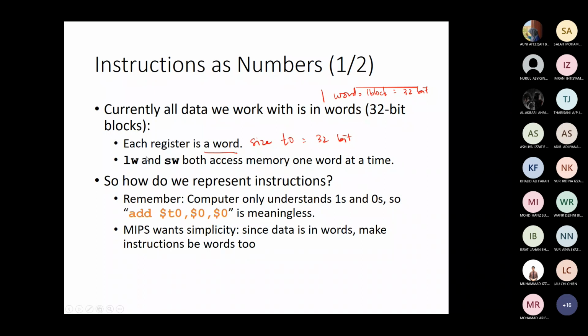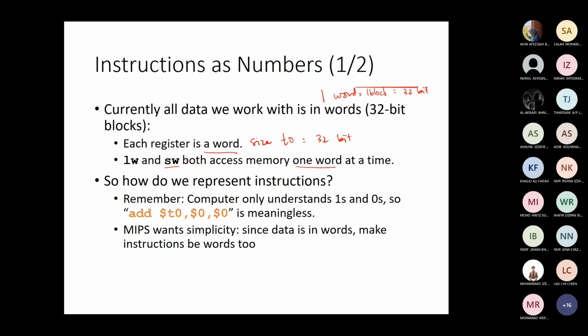Right, so load word and store word both will access the memory one word at a time. Okay, so remember the command of load word and store word: load means to retrieve data from the memory. So what they retrieve is that one word. And also for store word, the same. Store word means to store one word to the memory.